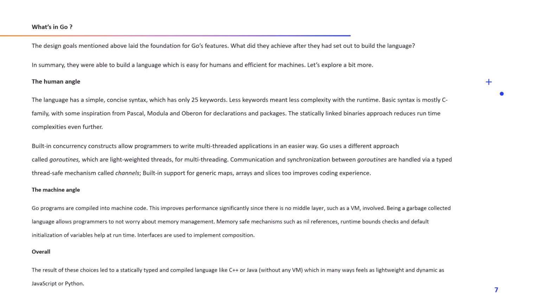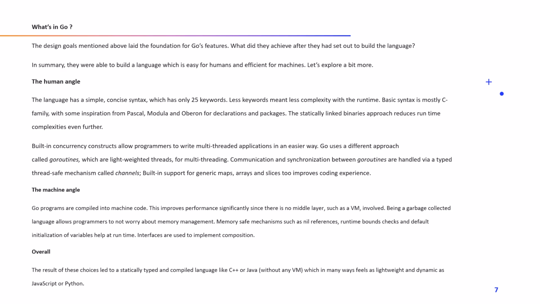Built-in concurrency constructs allow programmers to write multi-threaded applications in an easy way. Go uses a different approach called goroutines, which are lightweight threads for multi-threading. Communication and synchronization between goroutines are handled via a typed, thread-safe mechanism called channels. Built-in support for generic maps, arrays, and slices improves the coding experience.